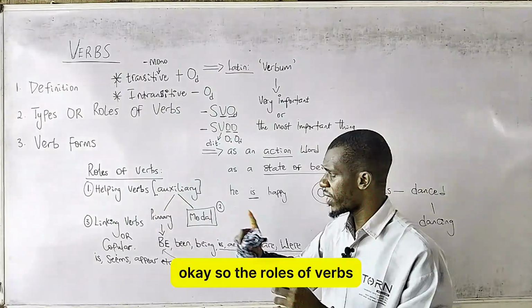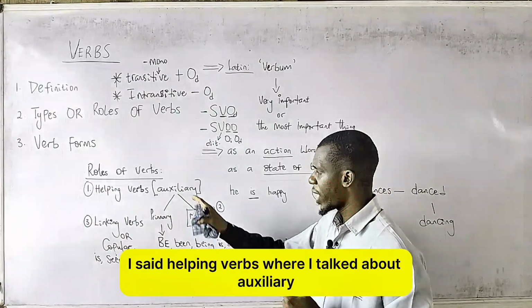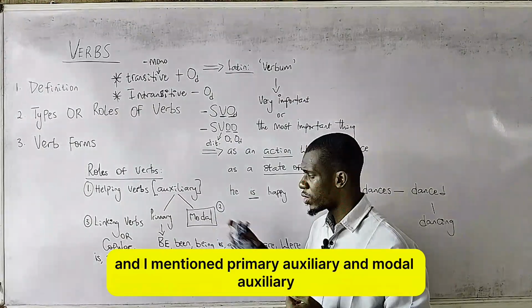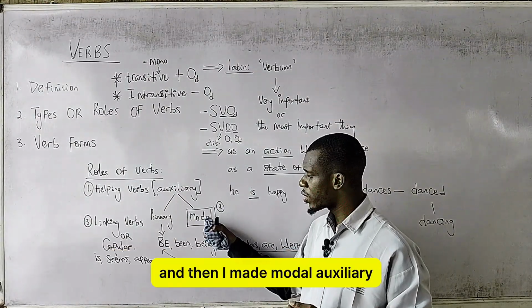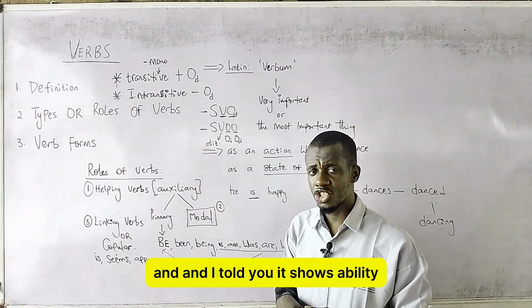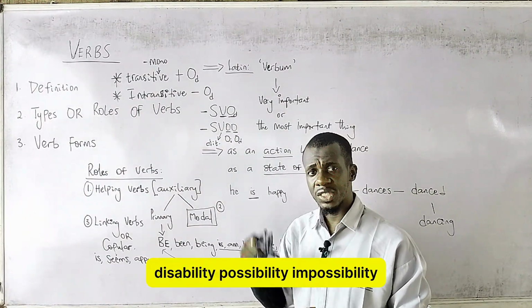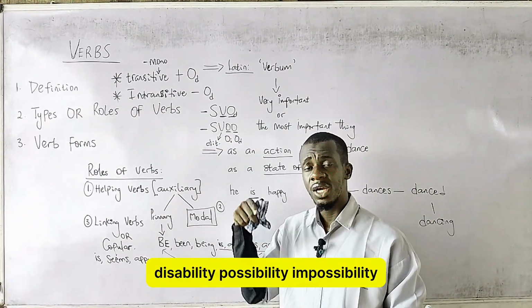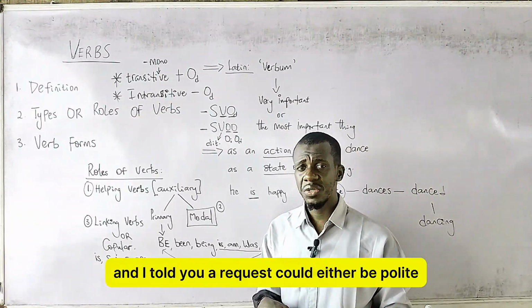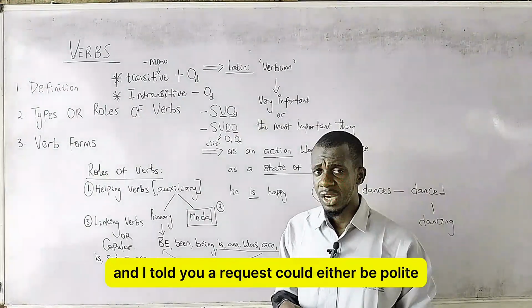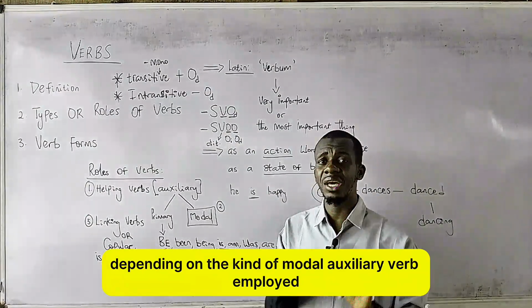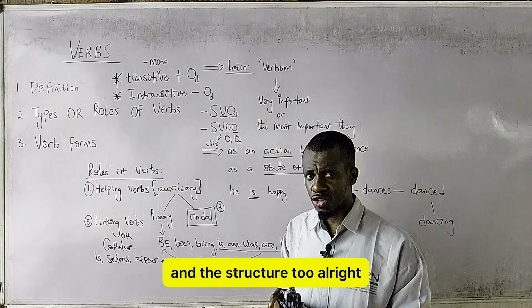So the roles of verbs. I said helping verb, where I talked about auxiliary, and I mentioned primary auxiliary and modal auxiliary. And then I made modal auxiliary the second role of verbs. And I told you it shows ability, disability, possibility, impossibility, probability, and it is used for making requests. And I told you a request could either be polite or impolite, depending on the kind of modal auxiliary verb employed and the structure too.